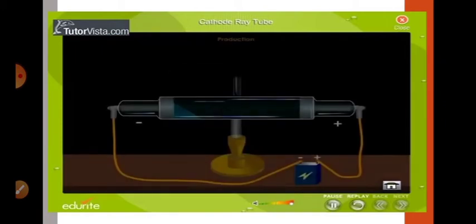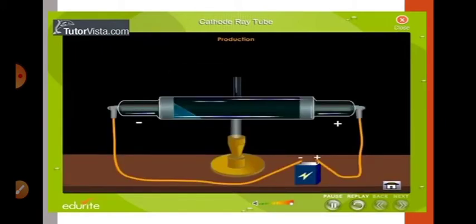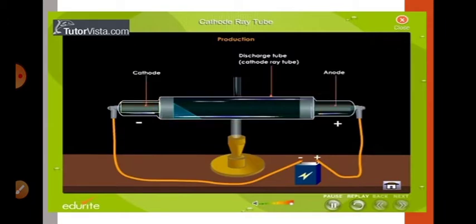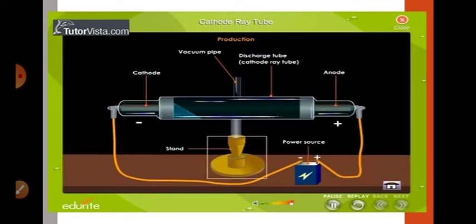Now the production. A gas discharge tube is a long glass tube, known as a discharge tube, fitted with two metallic electrodes, in which the negative one is known as the cathode and the positive one is known as the anode. There is an outlet through which the gas inside the tube can be withdrawn by a vacuum pump. Here is a source, a battery or generator, and the stand to hold the discharge tube.